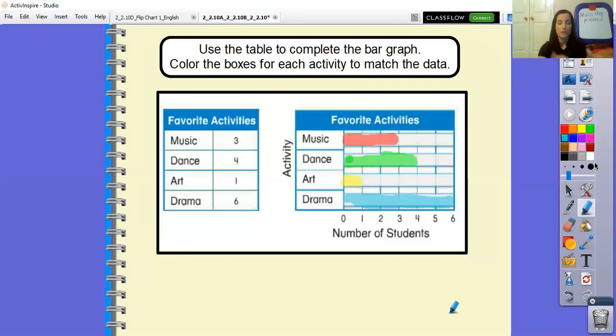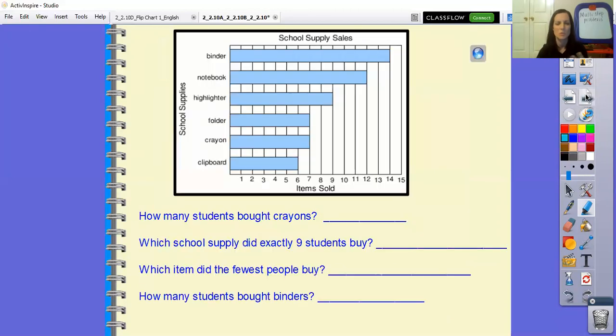And now that we have taken our data and put it into our bar graph, we now need to be able to interpret that data. So we have a new bar graph here, and this is called school supply sales. And as you can see, there's our title. We also have our labels, which is extremely important because we need to know what our bar graph is about. So we have our school supplies: binder, notebook, highlighter, folder, crayon, and clipboard. And we have the number of items sold, and it has the numbers down here.